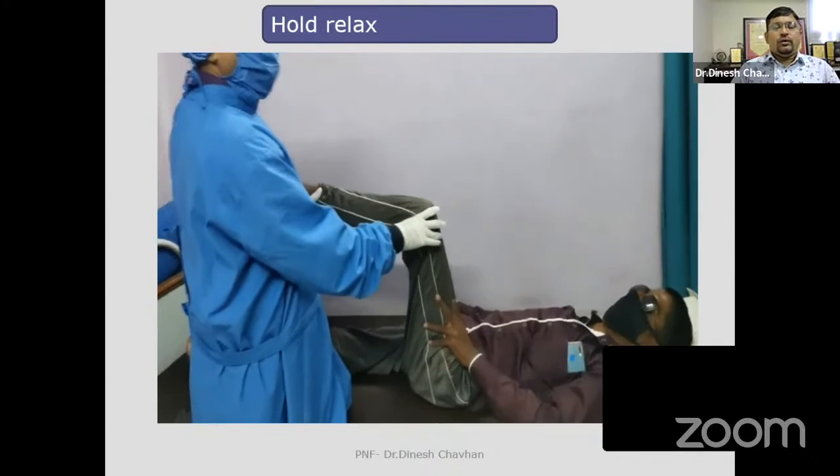So I was giving resistance to the hamstring muscle. I told him to push me down, push me down, push me down. After some time the same muscle relaxes, and then you take it up. So that is the hold relax direct technique. The principle here is autogenic inhibition. Whenever we give resistance, the Golgi tendon organ gets activated, the same muscle contracts, and after some time the same muscle relaxes. We will see the range is increased.